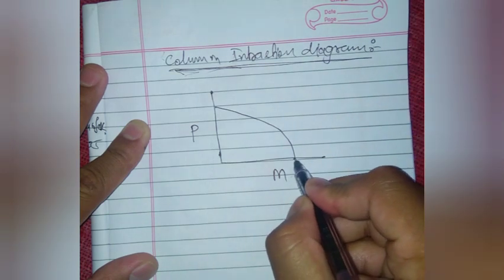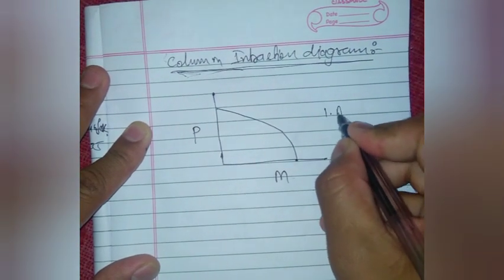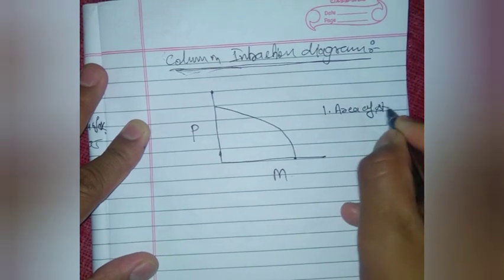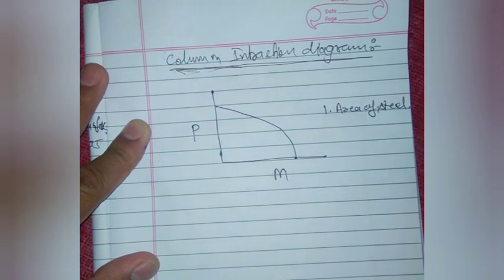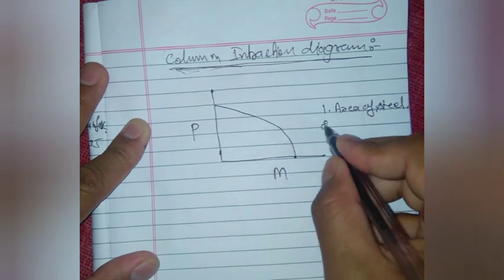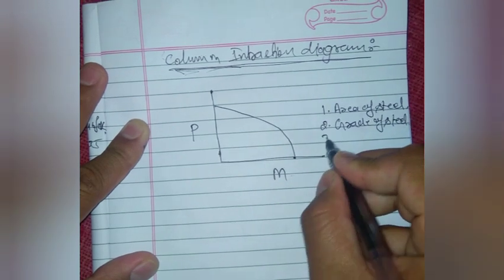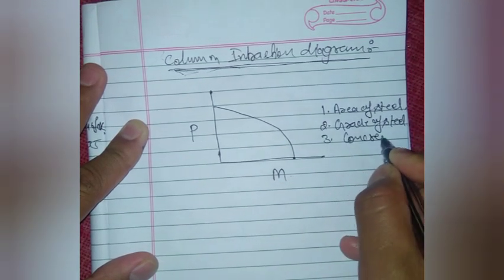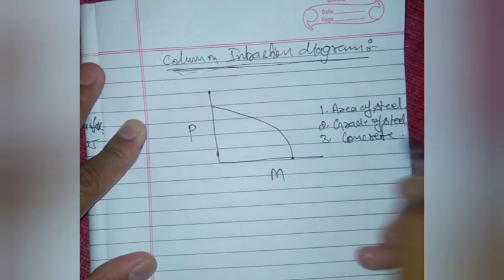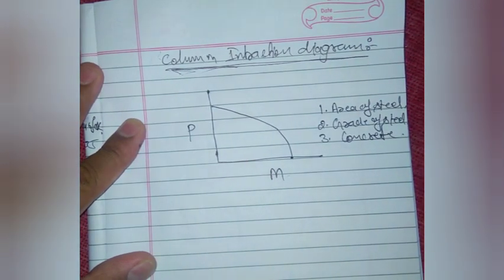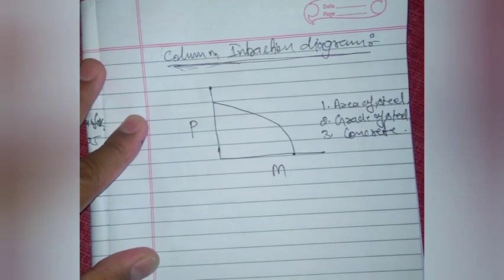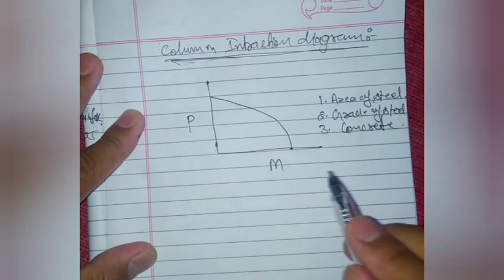This curve is plotted by first the area of steel that we are going to calculate for the particular section, second the grade of steel that we are going to use, and third the concrete, that is fck, that we are going to use here. It means that let us take a section and find out how much load and how much moment it can take for a particular neutral axis position.